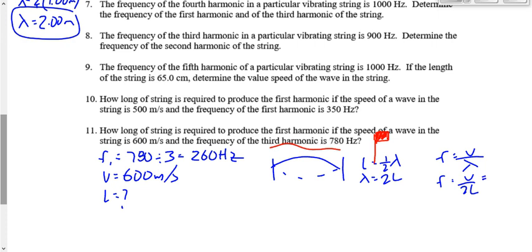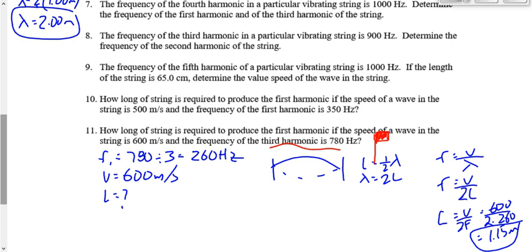Let's solve for that frequency now. F is equal to V over 2L, and now let's rearrange that to solve for L. L goes up, F goes down, V over 2F. So this time it's 600 divided by 2 times 260. That gives me a length of 1.15 meters. Is that okay?